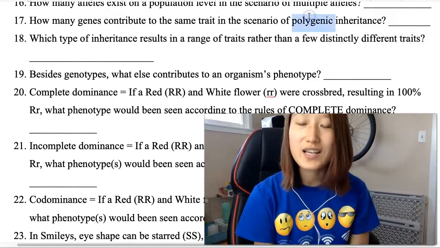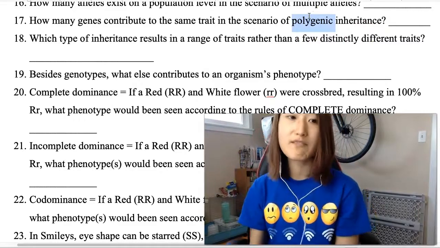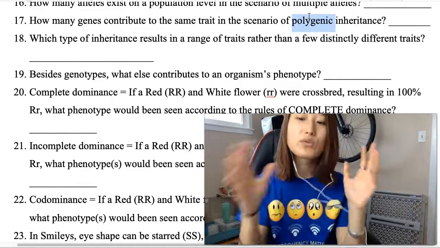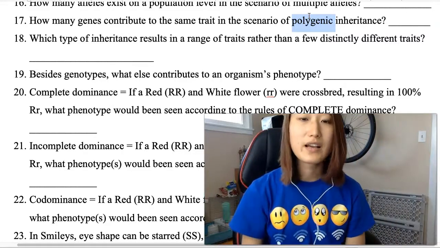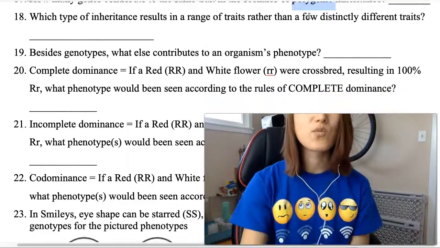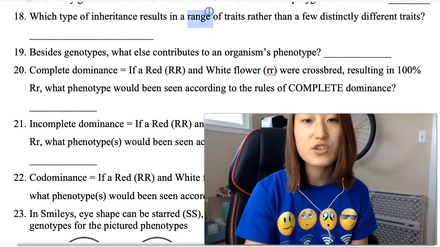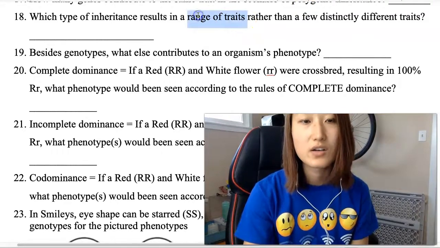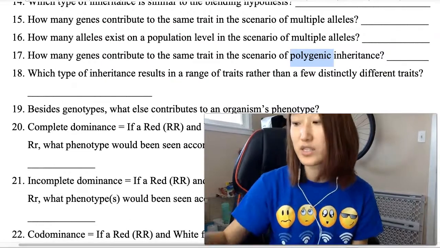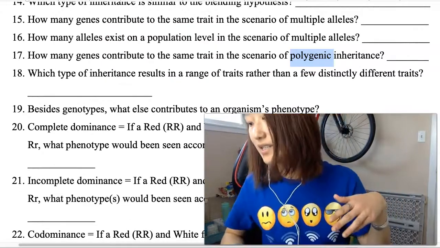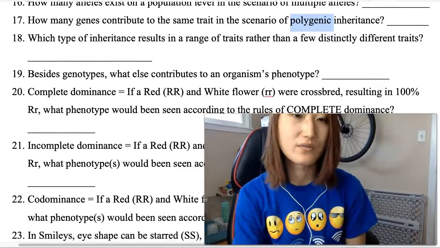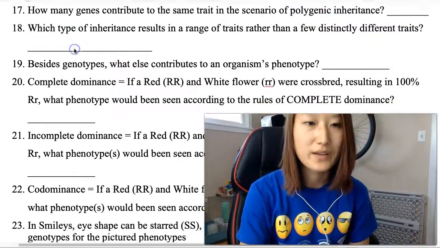How many genes contribute to the same trait in the scenario of polygenic inheritance? The word polygenic means multiple genes. So now you have multiple genes. Instead of having one factor controlling one trait, you have multiple factors thrown at it together, and then you end up with one trait of some sort. And then, which type of inheritance results in a range of traits? That is our polygenic inheritance as well. That will give you a range of traits instead of just distinctly dominant or recessive, something in between, another dominant of some sort.